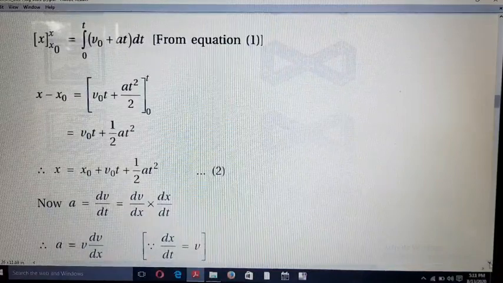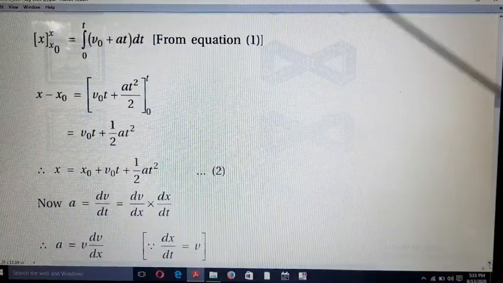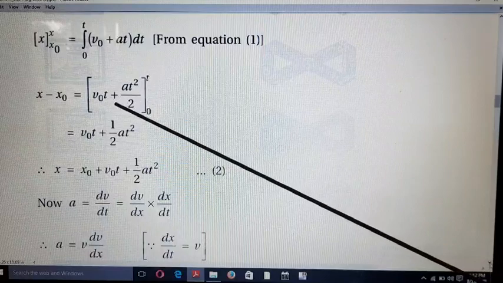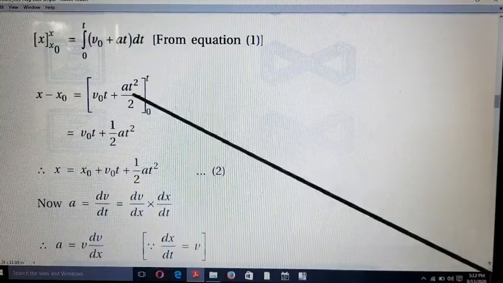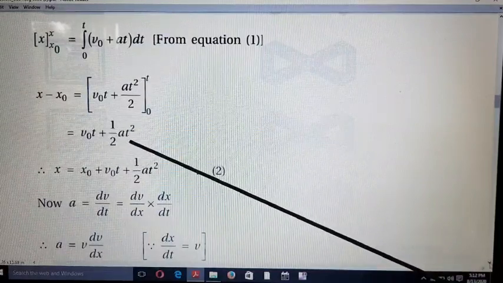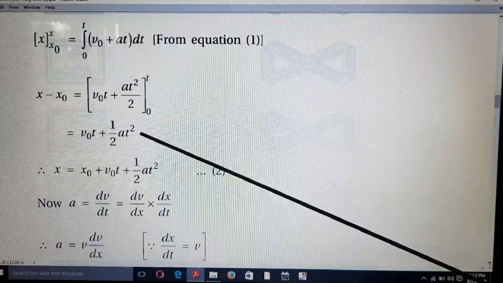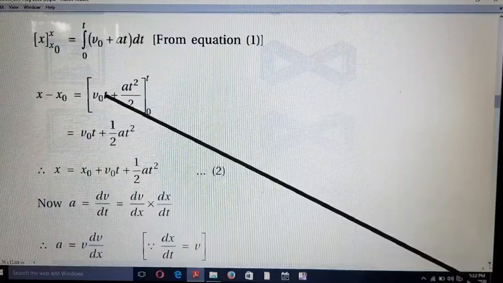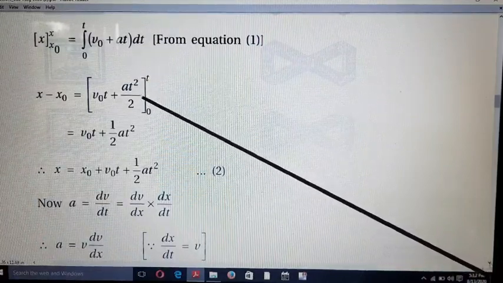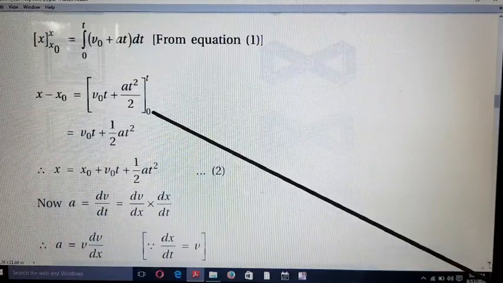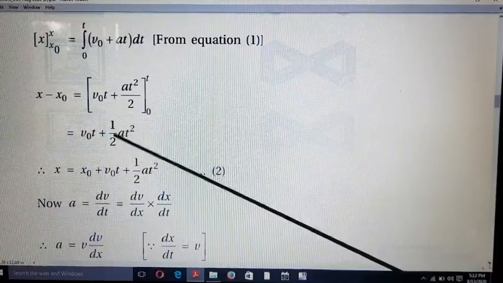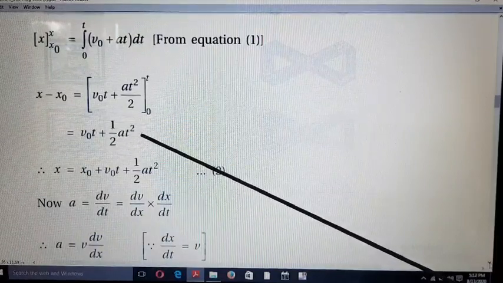So friends, now we substitute the upper limit and the lower limit. Instead of t we write t, and instead of t we again write t. So we get v0t plus 1 by 2 at square, minus the value at the lower limit, where t is equal to 0, so the total answer is 0. We can write it as v0t plus 1 by 2 at square minus 0, otherwise we neglect it.